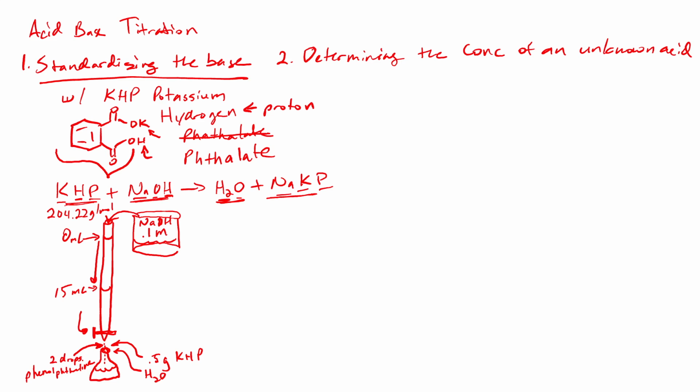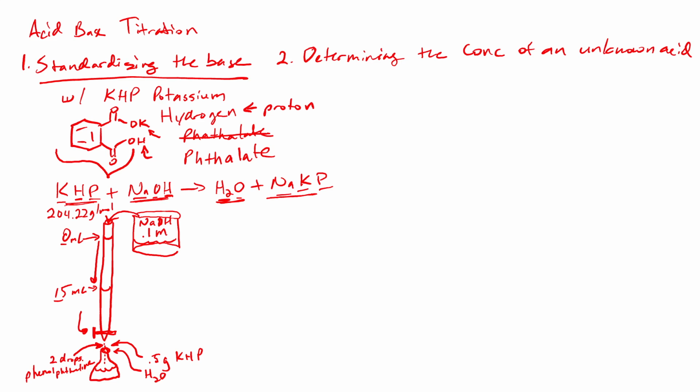So what that means is that since you started at 0 mils and ended at 15 mils, it took 15 milliliters of sodium hydroxide to get the KHP to turn pink. Or in other words, that's how much volume it required to get the KHP to what they call the endpoint, or the equivalence point, where for every mole of KHP there's an equivalent number of moles of sodium hydroxide. You started with 0 mils and ended with 15 mils, so that's super easy to figure out.